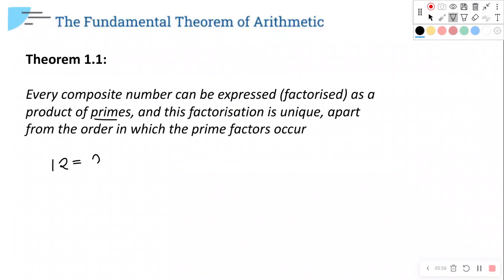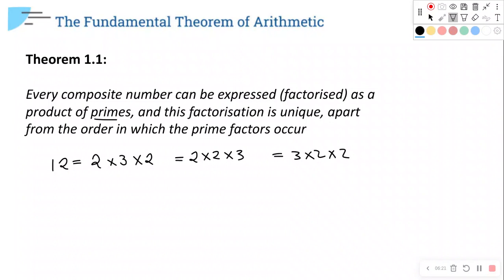12 can be written as what? 2 into 3, 6 into 2. Can I write it this way? Yes, I can write 2 into 2 into 3. I can also write it as 3 into 2 into 2. But always I'll get the same number. We won't get different numbers. I won't get 2 into 5 into 3.